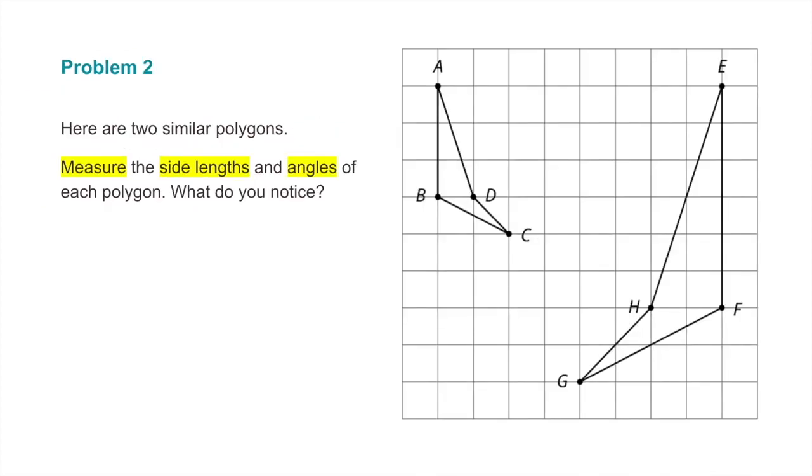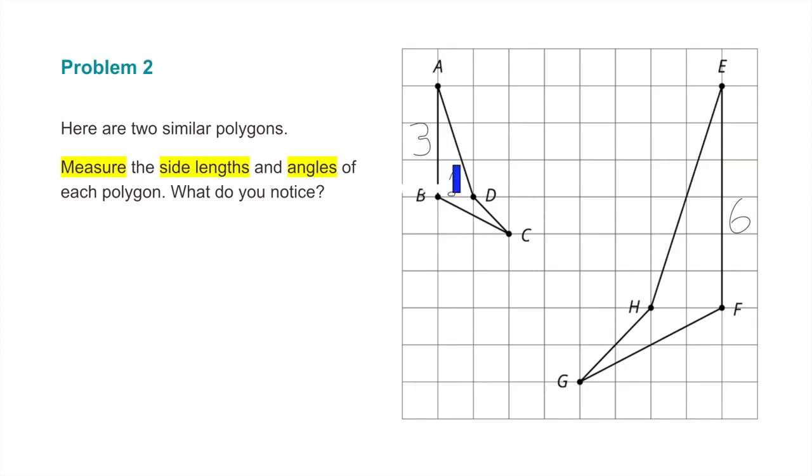Number 2. Here are two similar polygons. Measure the side lengths and angles of each polygon. What do you notice? The side length from point A to point B is 3 units on the smaller figure, and the corresponding side length from point E to point F is 6 units.